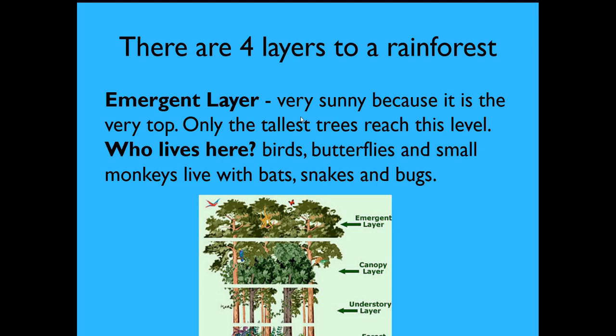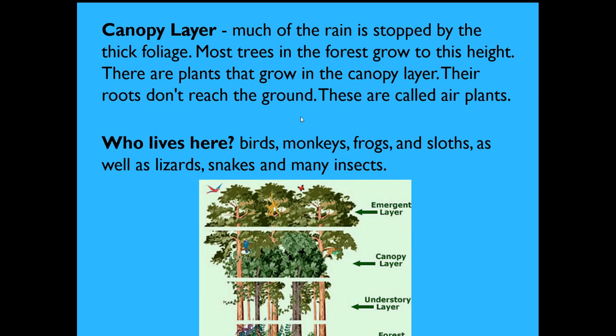So the emergent layer is very sunny because it is at the very top of the trees. Only the tallest trees reach this level. And so we have birds, butterflies, and small monkeys that live at this emergent layer, which is right above and gets the most sunlight. Then you have the canopy layer, and much of the rain is stopped by this thick foliage. Most trees in the forest grow to this height.